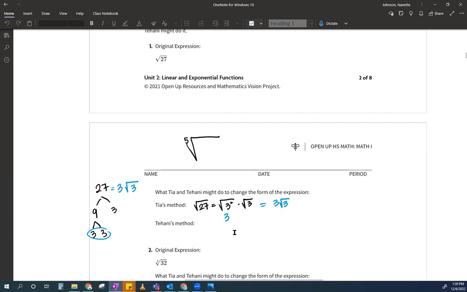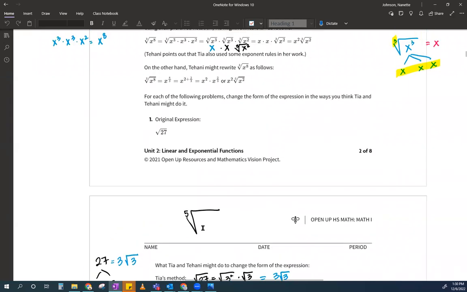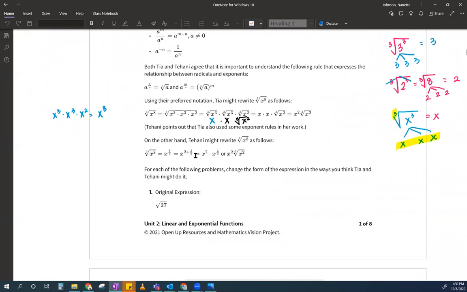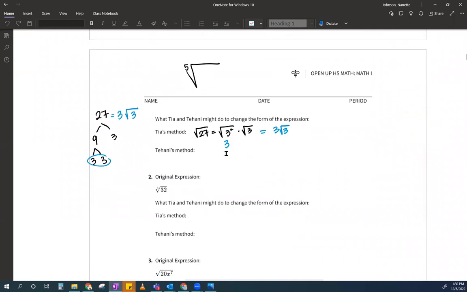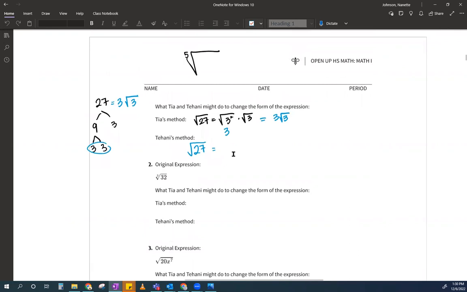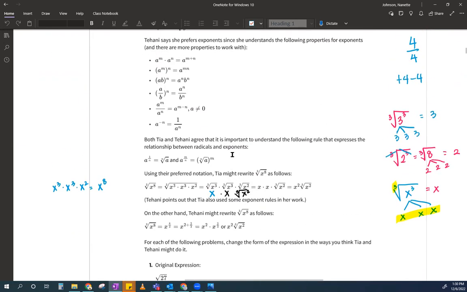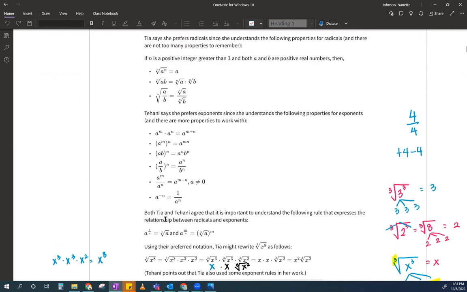Very good. Okay, so Tahani's method is translating it to exponents. So we're going to translate it to exponents. Anybody know how to translate the square root of 27 into an exponent? How do you translate this guy into an exponent? So I'm going to scroll up and show you some of these properties, and you're going to tell me, oh, I understand. Anybody see it?